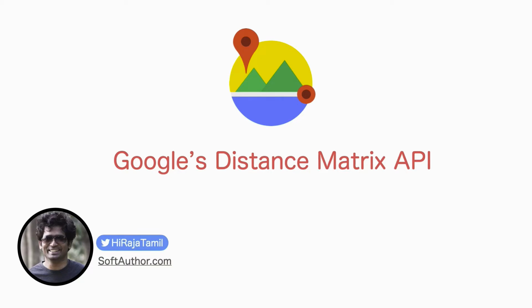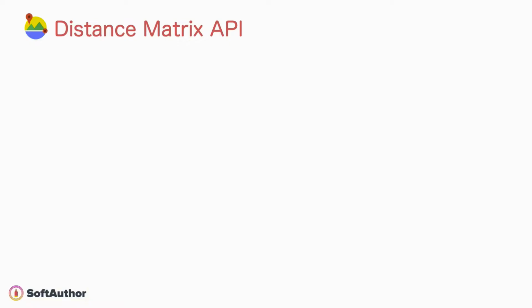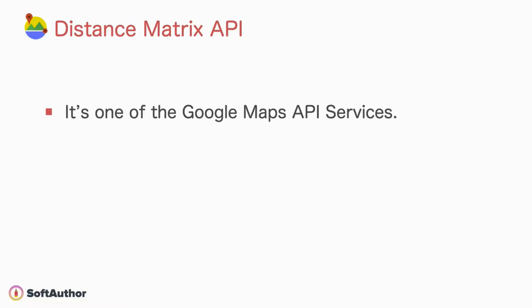In this lesson, you're going to learn what Google's Distance Matrix API is, what the required request route and query parameters are to make an HTTP call. Finally, I'm going to show you what the output response object will look like. Distance Matrix API is one of the Google Maps API services.